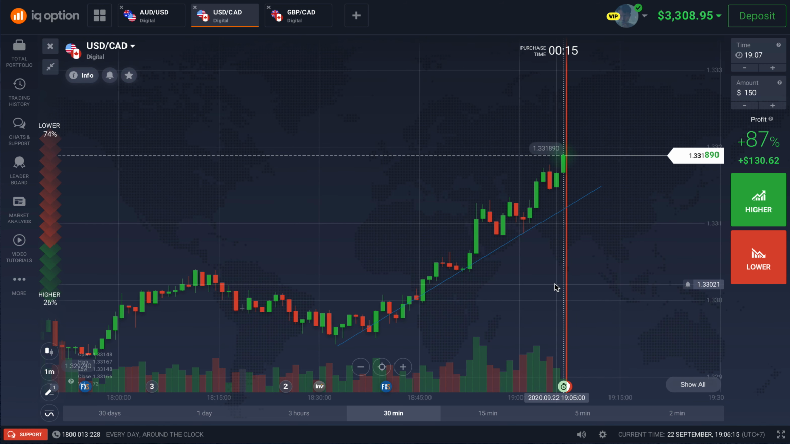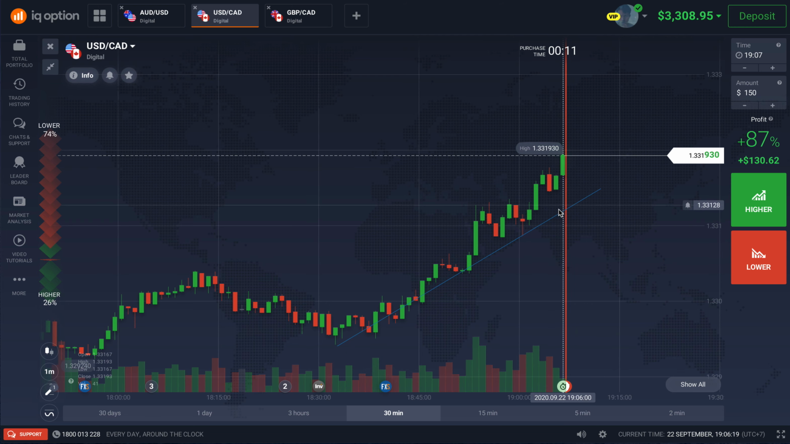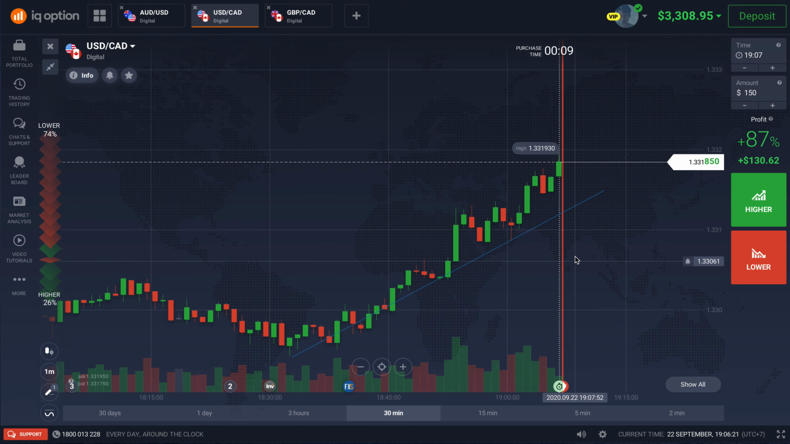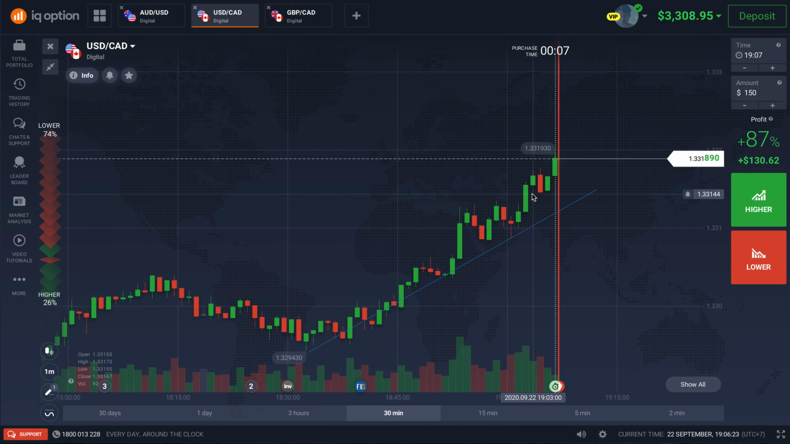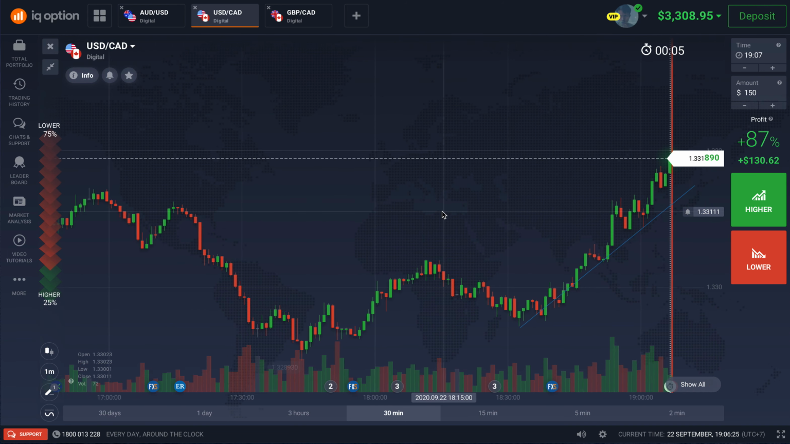Oh wow, this is more bullish. Small volume but it pushes higher. That is not a strong candle, not strong bullish. I think it's going to be bearish pretty soon.